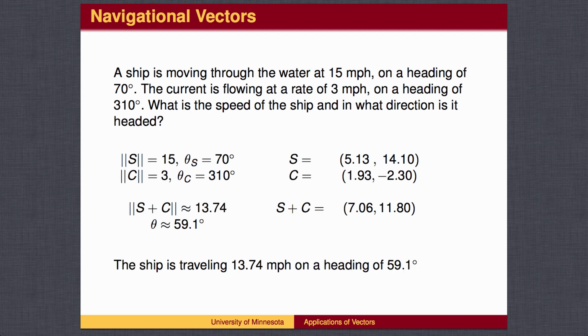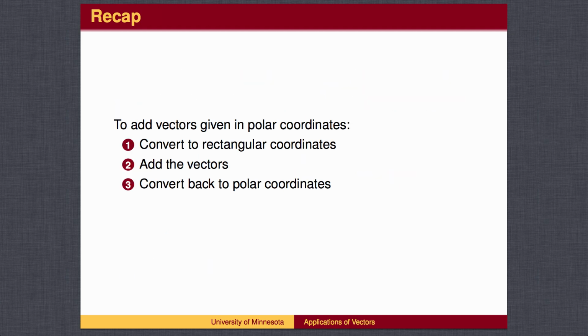The current, which is pushing back against the ship, slows the ship down to 13.74 miles per hour and changes its course to 59.1 degrees. To recap, to add two vectors given in polar coordinates, first convert them to rectangular coordinates, then add, and finally convert back to polar coordinates.